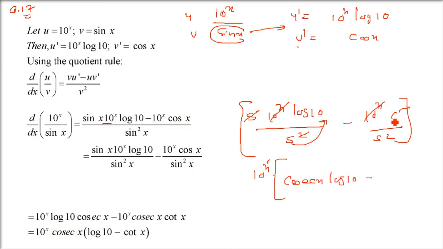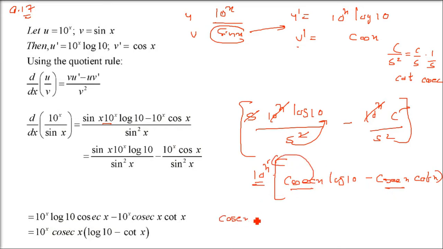And minus, this is cos by sin square. Now cos by sin square you can write as cos by sin multiplied by 1 by sin. Cos by sin is cot and 1 by sin is cosec. So cosec x cot x. What you see here is cosec x, you can take it outside. Cosec x you can take common. So you have cosec x, 10 raised x, and inside this you have log 10 minus cot x. This is the final answer.